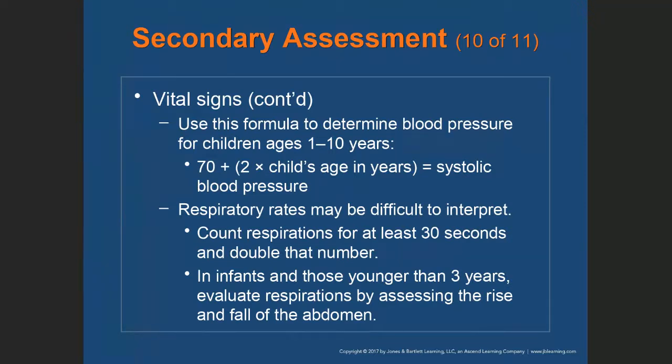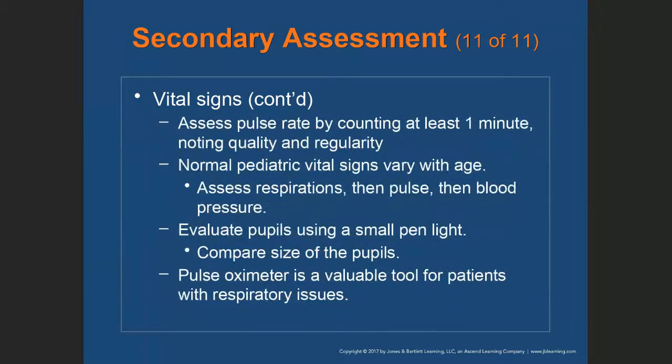So this is a very important slide, extremely important. A lot of information is on this slide. Pay attention to it. Assess pulse rate by counting at least 1 minute, noting quality and regularity. Normal pediatric vital signs vary with age. Assess respiration, then pulse, then blood pressure. Evaluate pupils using a small pen light. Compare size of pupils. Pulse oximetry is a valuable tool for patients with respiratory issues.